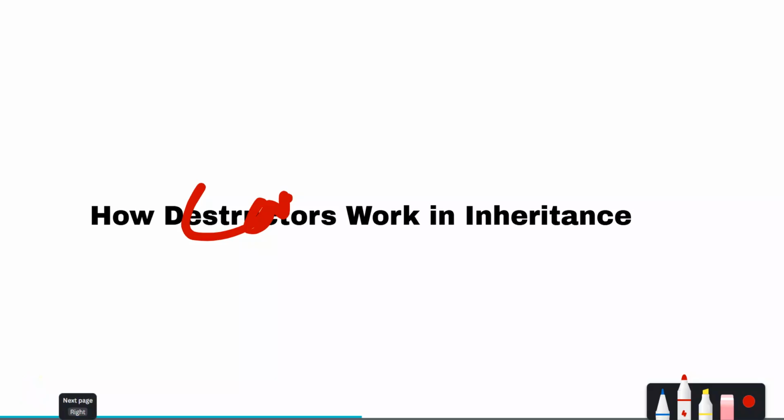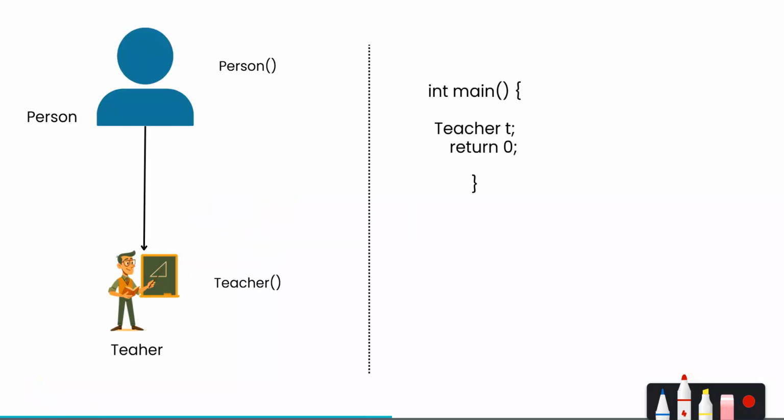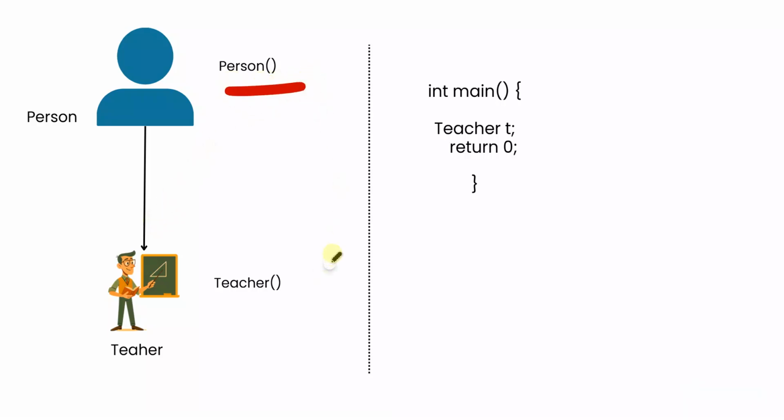So how constructors work in inheritance is a problem, because we inherit one class from another class. The parent class has a constructor, and similarly the child class also has a constructor. This constructor is public. It means that this constructor is also inherited by the teacher too. Now the teacher, which is actually a child class of the person, has two constructors.